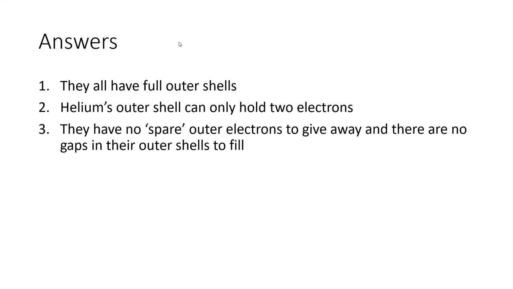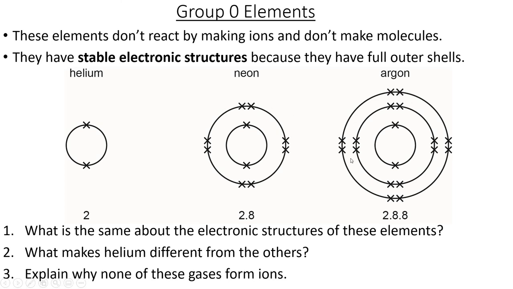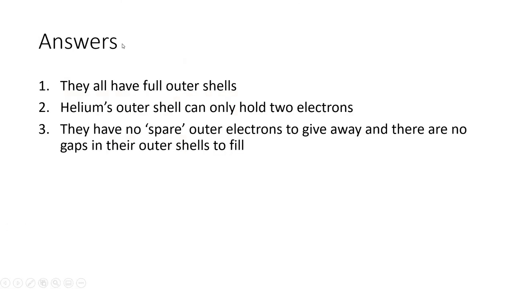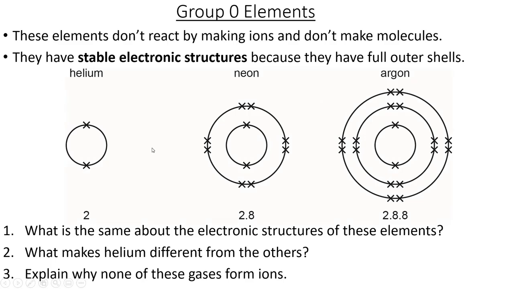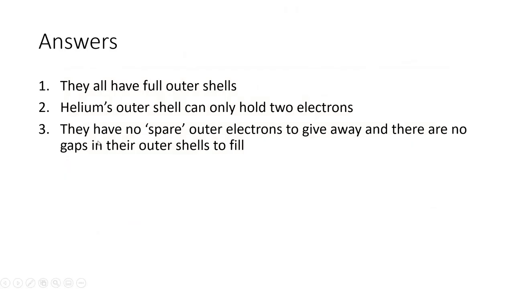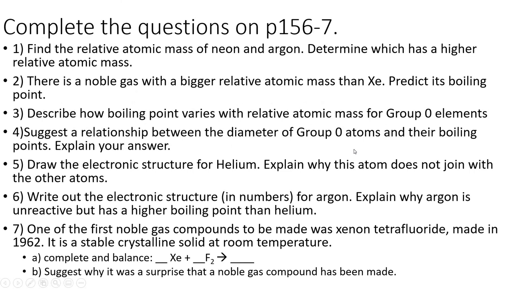Okay, so our answers to question 1. They all have full outer shells. Second question, helium's outer shell can only hold 2 compared to the other 2 which can have 8 in their outer shell. Because remember, that first inner shell can only hold 2 electrons. So none of these gases, none of these atoms form ions, because they have no spare outer electrons to give away and there's no gaps in their outer shell to fill. So they don't like to gain or lose electrons, so they do not form ions.